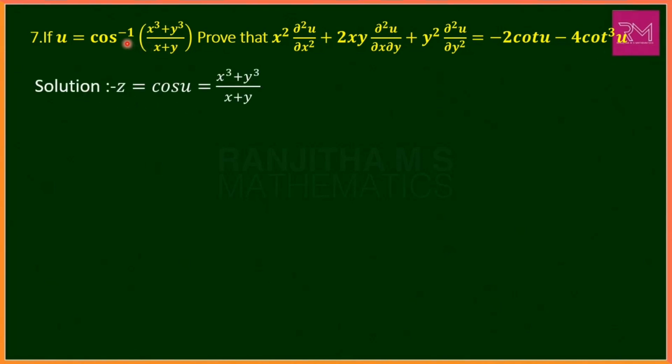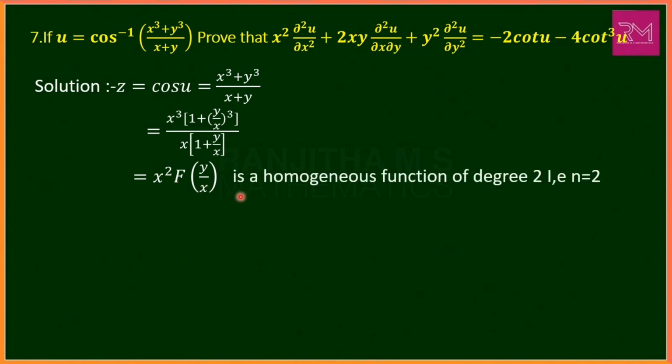If you take cos inverse to the left hand side, that becomes cos u, which is equal to (x cube plus y cube) by (x plus y). Take x cube as common in the numerator and x as common in the denominator and simplify, we get x cube into (1 plus y by x) whole cube by x into (1 plus y by x). Here x gets cancelled. We get the value x square into f of y by x. So this is of the form of a homogeneous function where n is equal to 2. Z is equal to x square into f of y by x is a homogeneous function of degree 2. Hence n value is equal to 2.